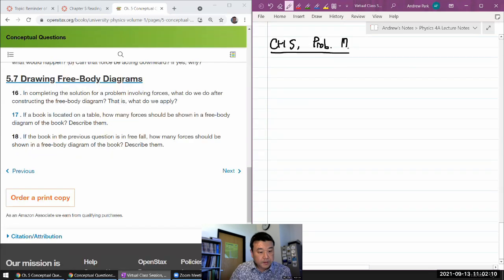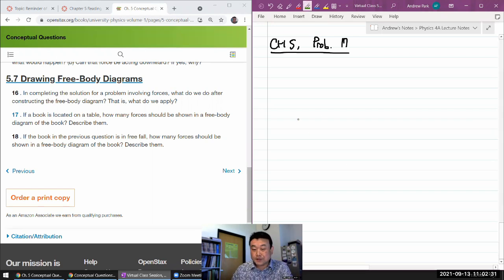So it asks, if a book is located on a table, how many forces should be shown in a free body diagram of the book? Okay, I guess only two. It's not that many. So let me give you a more complete description of the situation.